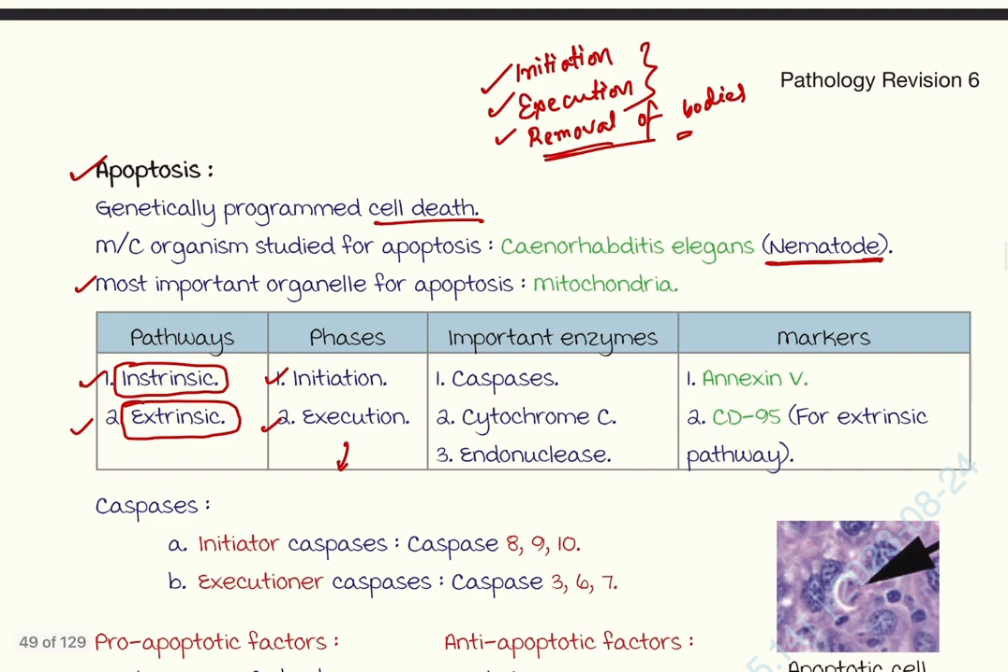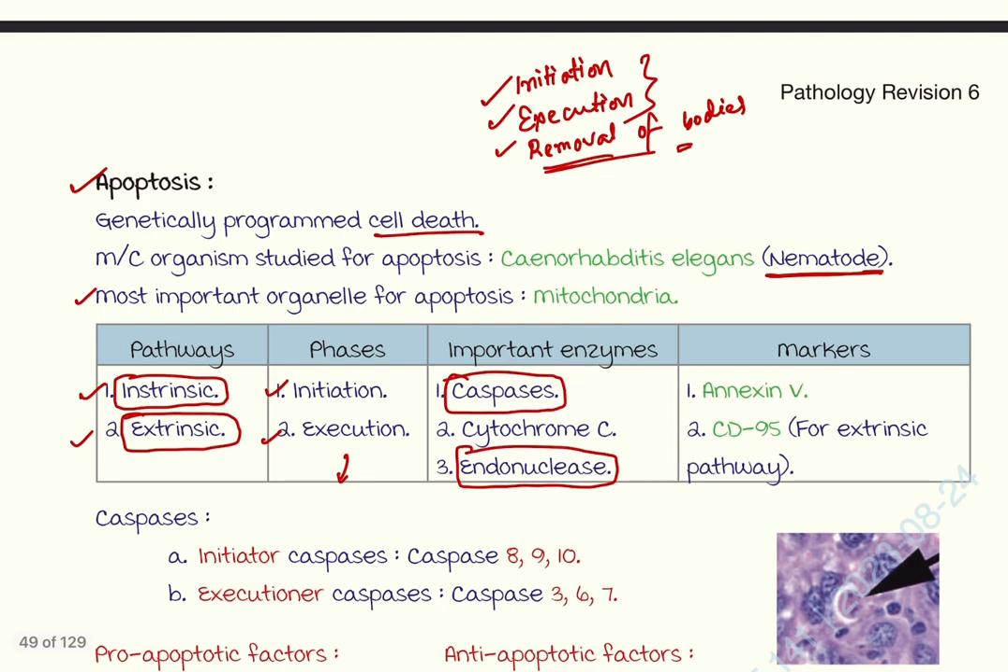And two very important enzymes are responsible. One is caspase, and I already told you which caspases are involved, and the other is endonucleases. Because endonuclease fragments the DNA, you get that step ladder pattern in apoptosis. Because karyolysis is seen in irreversible cell injury, you see a smear pattern in necrosis. Understanding? And the markers I told you: annexin 5 or CD95 for the extrinsic pathway.